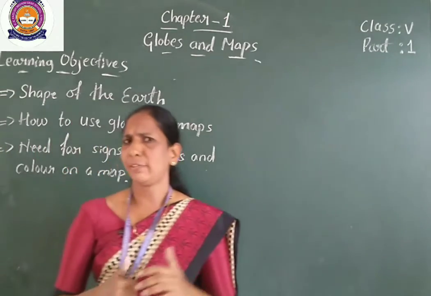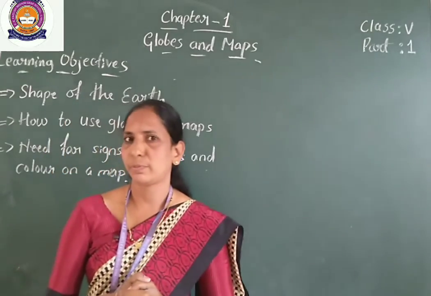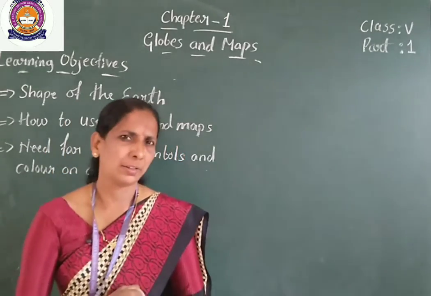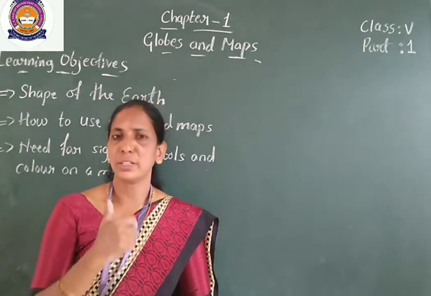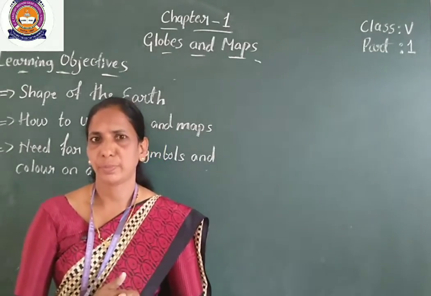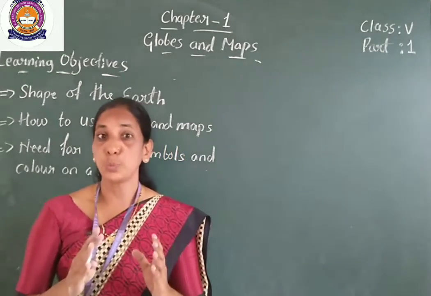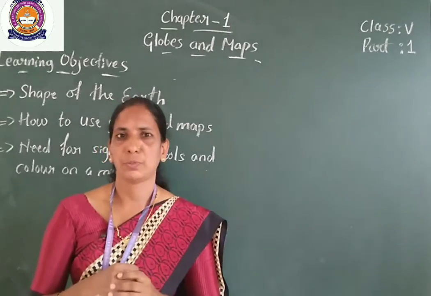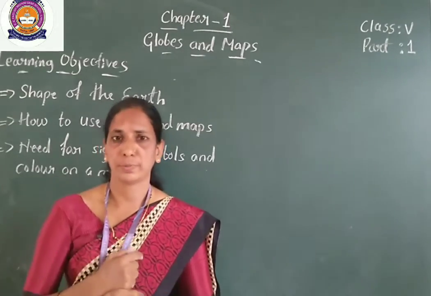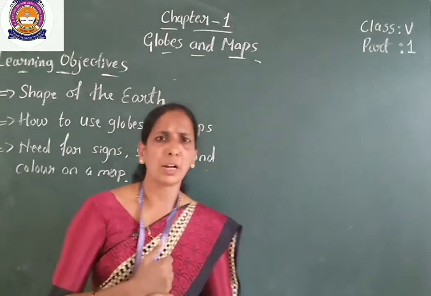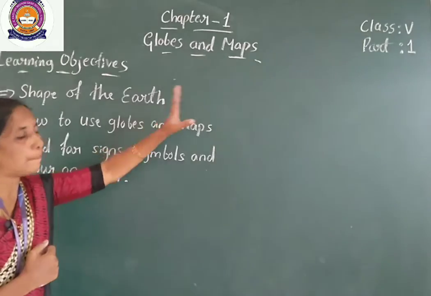How can we identify a place on the earth's surface? Why do we think the earth is blue in the solar system? So we need globes and maps. They are the representation of the earth. So let us now start globes and maps.